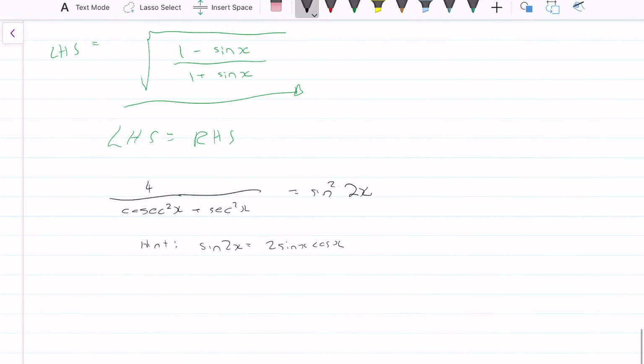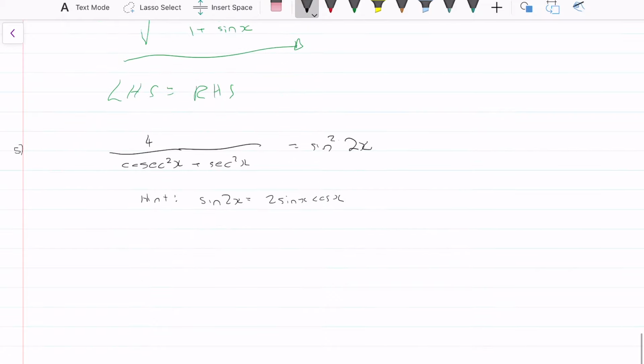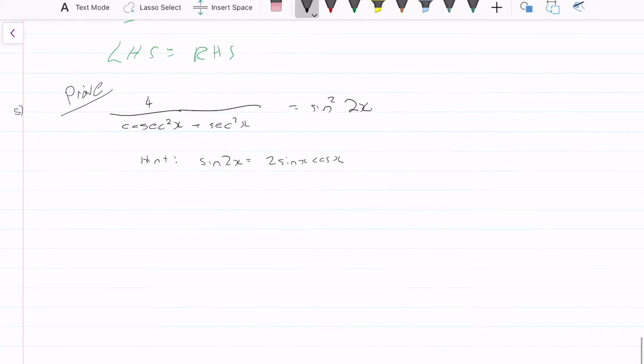So I just added this in the end because I saw it and it looked quite interesting. So we've been given this and we just need to prove it. Okay, so let's start with the left hand side. As per usual, left hand side, that's quite thick, so let's rather change it.